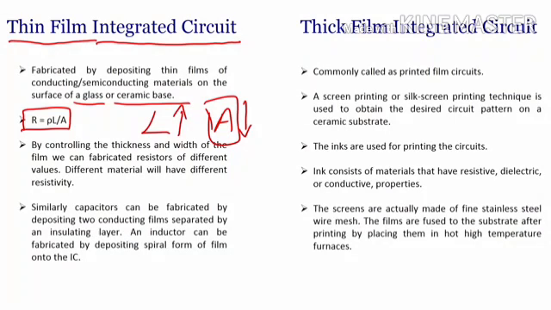What is written? Capacitor can be fabricated by depositing two conductive films separated by an insulating layer, or an insulating layer between two conducting films, same thing, right. So, this is how we can fabricate a capacitor. We can also fabricate an inductor using thin film integrated circuit. So, this is how the thin film integrated circuit can be fabricated.